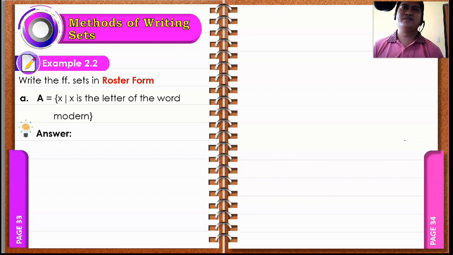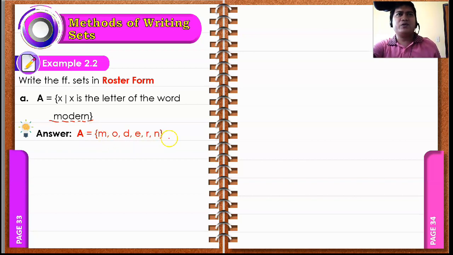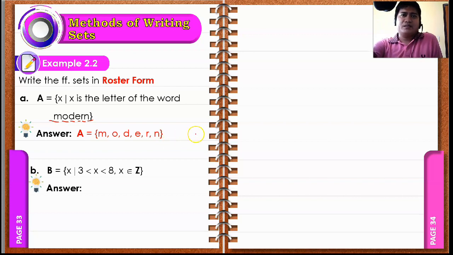Write the following sets in roster form. Okay, so x is a letter of the word modern. From the word modern, we have M-O-D-E-R-N. Since no letters are repeated, this is the answer. This is the roster form, enclosed with braces and separated by commas. So that is the answer for example 2.2a.